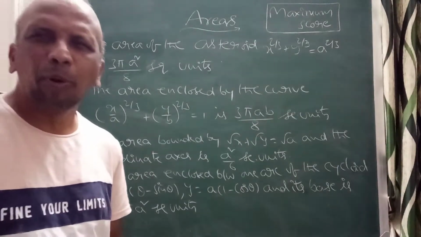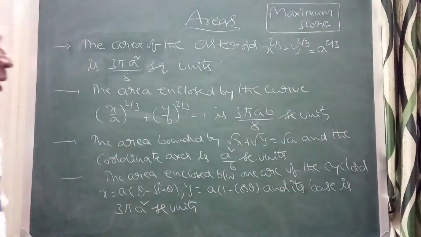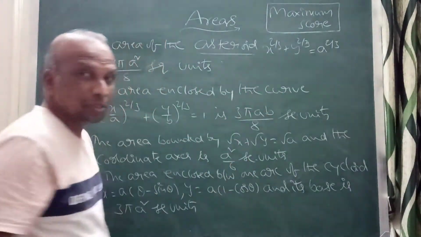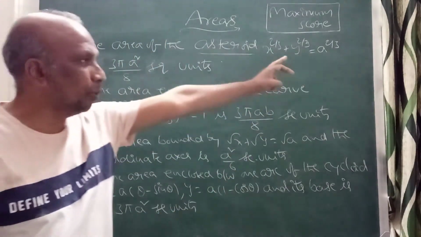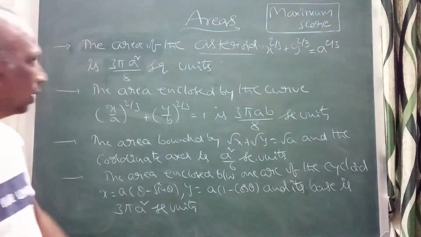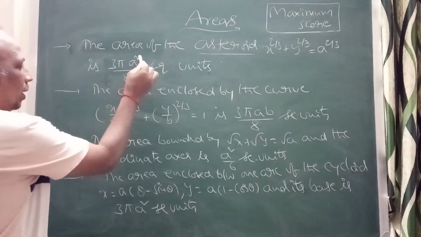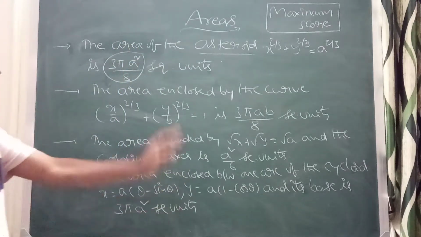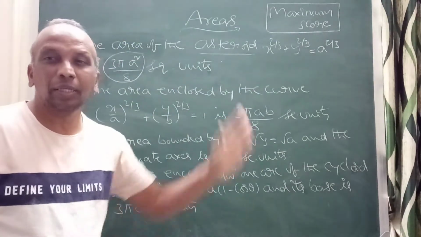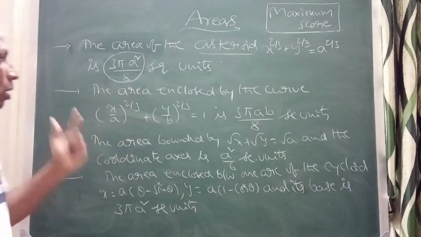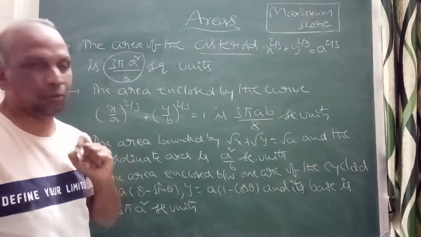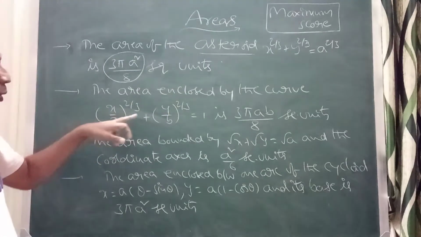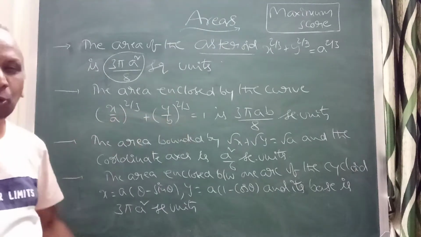Few more important points I am going to discuss, the most important points. When they are talking about the area of the asteroid, the equation of the asteroid is x power 2 by 3 plus y power 2 by 3 equals a power 2 by 3. In that case, you can directly write the area as 3 pi a square by 8 square units in the case of an asteroid. Suppose the area is enclosed by the curve x by a whole power 2 by 3 plus y by b whole power 2 by 3 is equal to 1, similar to this.